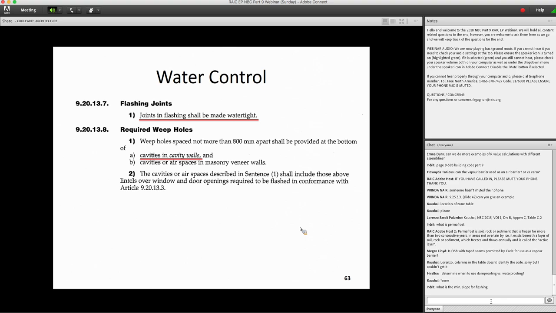And here's what I just talked about, the required weep holes. Weep holes spaced no more than 800 millimeters apart shall be provided at the bottom of cavities in cavity walls, in cavities or air spaces in masonry veneer walls. The weep hole, or the upper hole that I was talking about, has to do with allowing ventilation in the cavity as well.